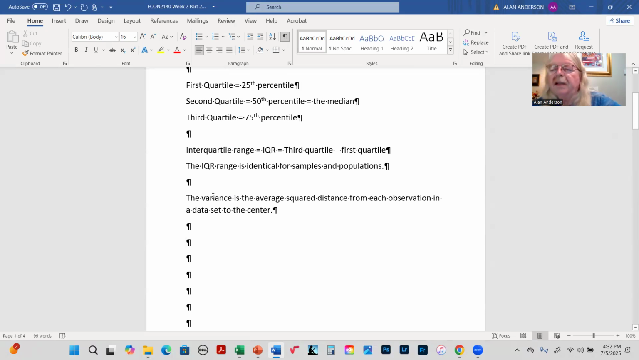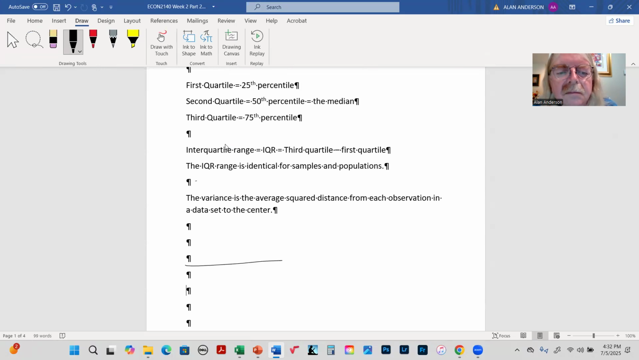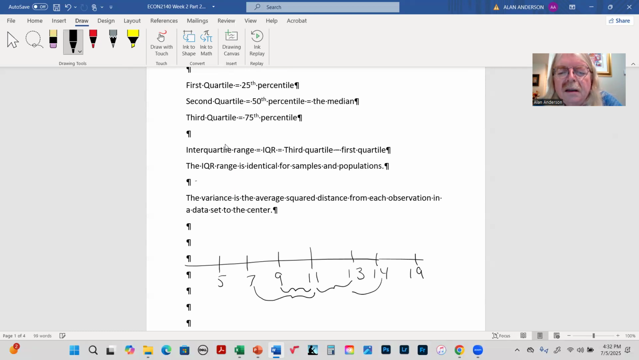In other words, if you could imagine that you've got all these observations, I guess we could draw a graph here. Let's say your data are laid out like this. Here's 5, and here's 7, and here's 9. And let's just say the center of our data is 11. So what we're trying to capture is how close are these points on average to the center? Are they very close? Are they very far away?